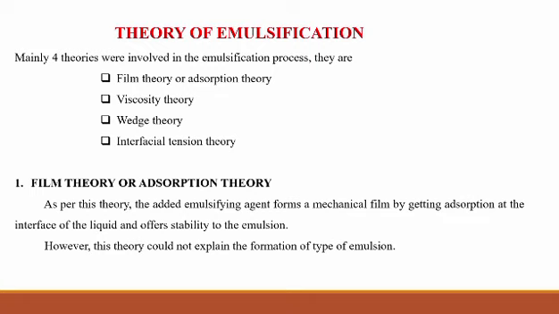The first theory is film theory. This theory is also known as adsorption theory. Adsorption occurs at the surface of the globules. Based on this theory, when we add the emulsifying agent, it forms a mechanical film around the globules and gets adsorbed at the interface of the liquids, which offers stability to the emulsions.